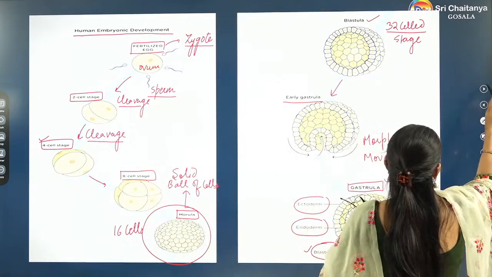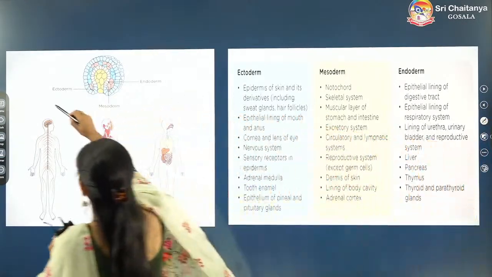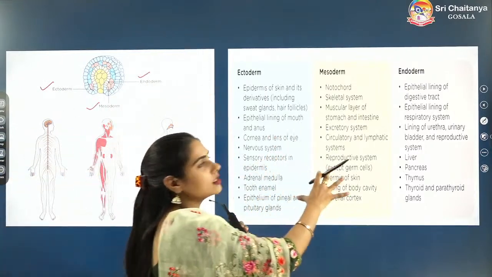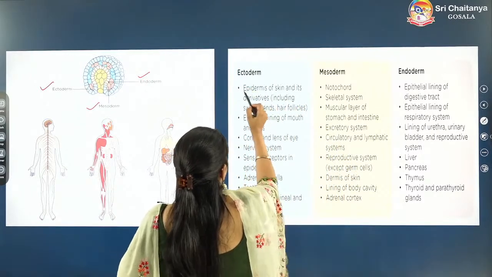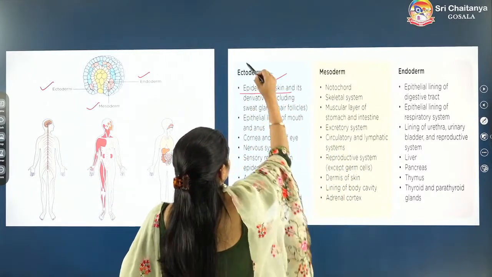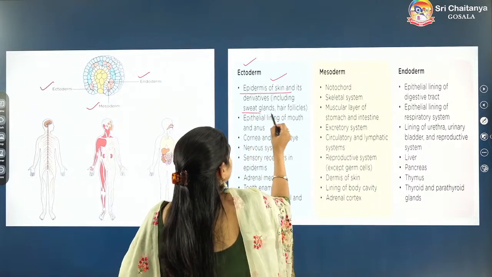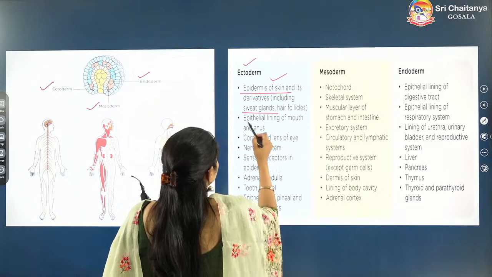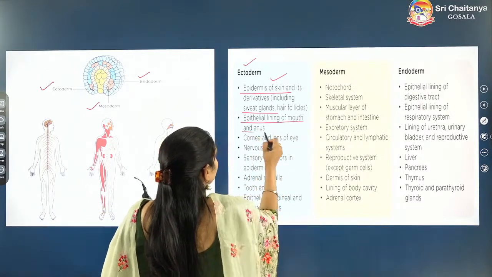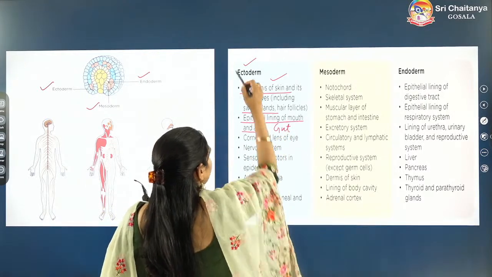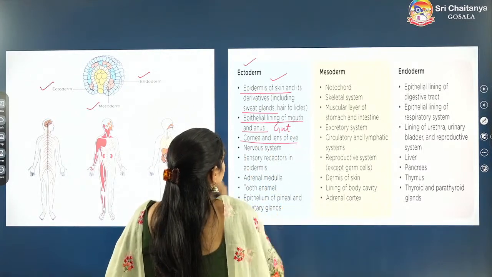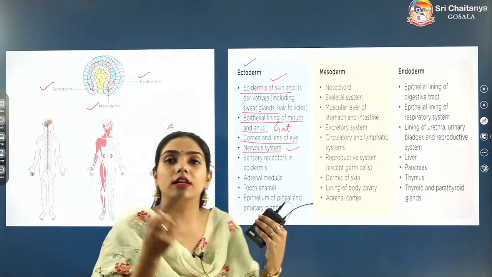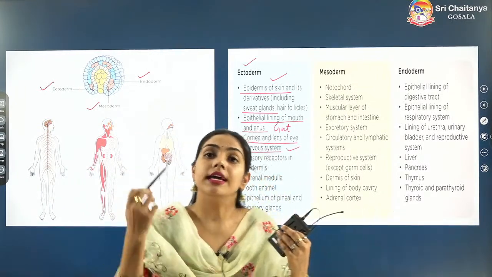Now you can just revise quickly what organs and tissues in your body are formed by the ectoderm, mesoderm and endoderm. If we talk about your skin, your epidermis, it is derived from the ectoderm. Your sweat glands which are present in your skin, these are derived from the ectoderm. Okay. Then the epithelial lining of your gut is derived from the ectoderm. The cornea and the lens of your eye, the nervous system, I have just now told you that the nervous tissue is derived from the ectoderm.